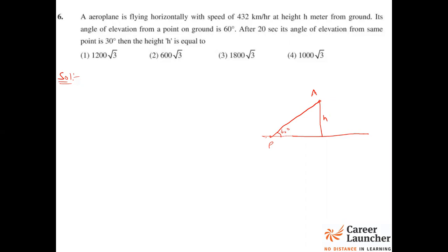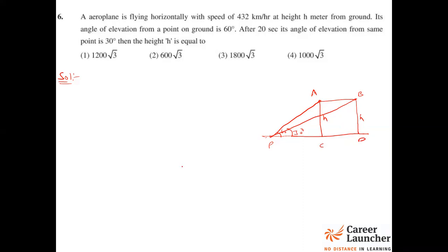Now, after 20 seconds, the flight will move somewhere here. Let us name this as B. The angle of elevation from the same point, after 20 seconds, becomes 30 degrees. Let us name this point as C, and let us name this point as D. This height is also h. Then we need to find the value of h.